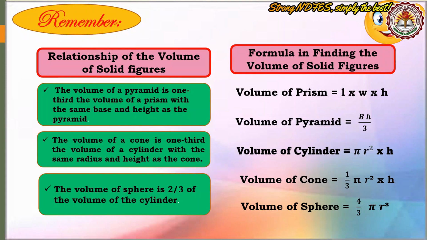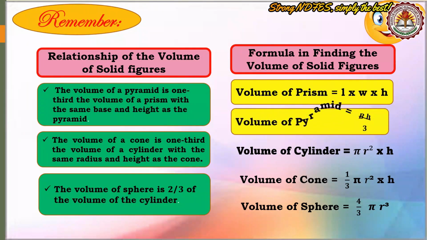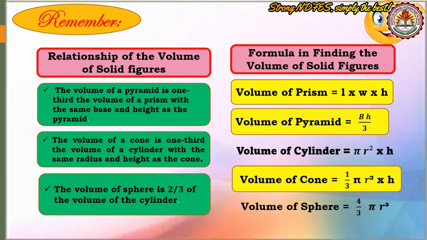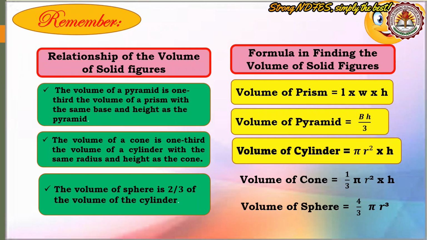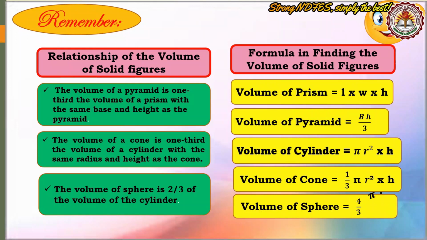Let us know and remember the formula in finding the volume of solid figures. Volume of prism is equal to length times width times height. Volume of pyramid is equal to base times height divided by 3. The volume of cylinder is equal to pi r squared times height. What about the volume of cone? Volume of cone is 1/3 times pi r squared times height. And lastly, we have the volume of sphere, which is volume of sphere equals 4/3 times pi r cubed.